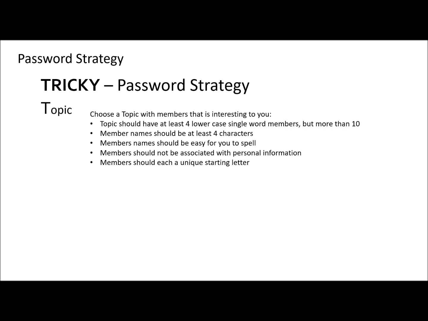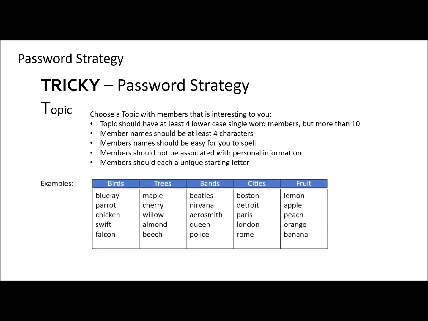The members should at least have 4 characters. Members should be easy for you to spell. Members should not be associated with personal information. You don't want it to be your children's name or your pet's name. And the members should each start with a unique starting letter, and that'll be the key.